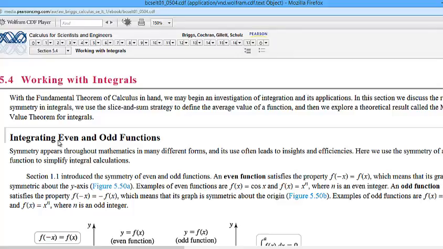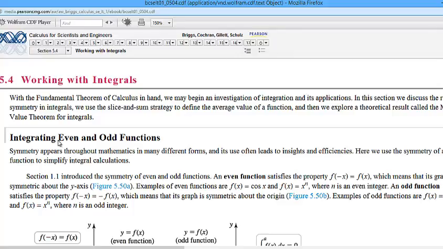F of negative x equals x. Yes, you always check f of negative x. So let me write down the rules here, right? So even. F of x is even if f of negative x is the same as f of x, like Dan said. And then f of x is odd if f of negative x equals what? Negative f of x, okay?